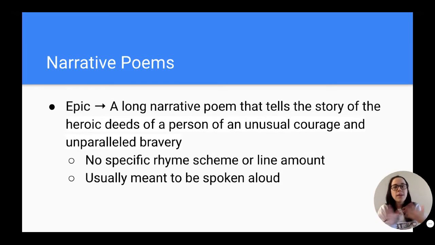So now we're going to move on to narrative poems. Okay, our first type of narrative poem is an epic. So an epic is a long narrative poem that tells the story of heroic deeds of a person of unusual courage and unparalleled bravery. Basically, these poems were big during Greek and Roman times, as well as early in the world's history.